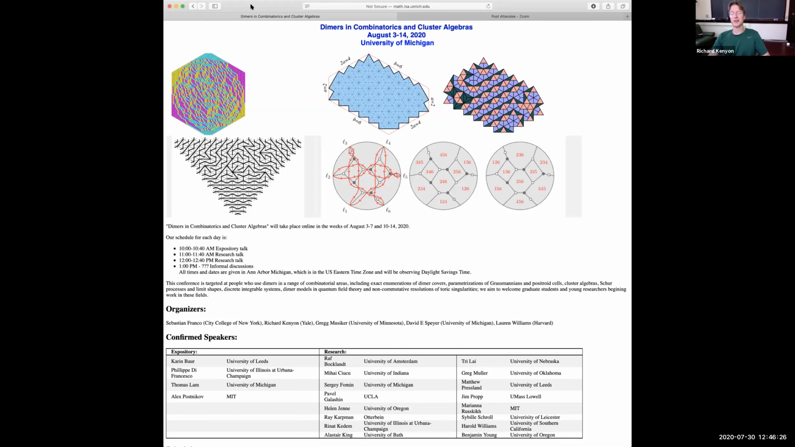I wanted to start with a little announcement. As you hopefully see on your screen here, there's a conference which starts next week. It was originally a 1-week conference, but we extended it to 2 weeks with just a few talks per day, 2 or 3. It's all about dimers in combinatorics and cluster algebras. Organized by myself, Greg Musiker, Sebastian Franco, Dave Spire, and Lauren Williams. So dimers is, as you know, a fairly large area now involving a lot of intersections with combinatorics and integrable systems and string theory and so on.